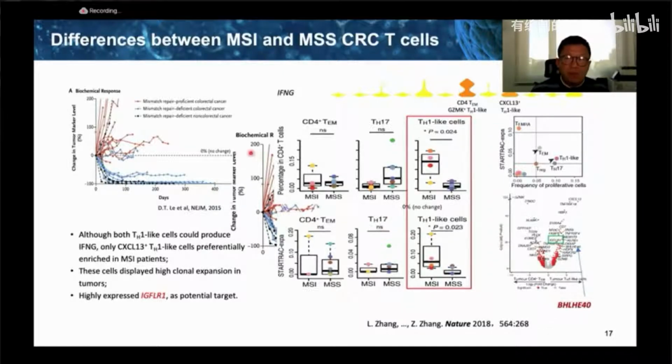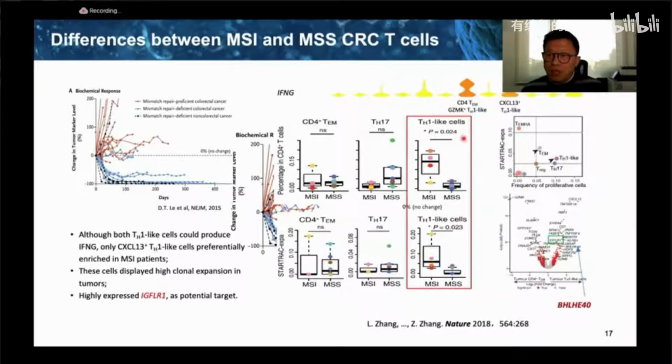We also know that among colorectal cancer, only the microsatellite instable or MSI patients are responsive to anti-PD-1 antibody treatment, but not the MSS patients. But the underlying T cell differences were not really clear. Based on our single cell data, we found that MSS patients have a much higher fraction of Th17 cells. By contrast, the MSI patients have a much higher fraction of a cell type we call Th1-like cells.